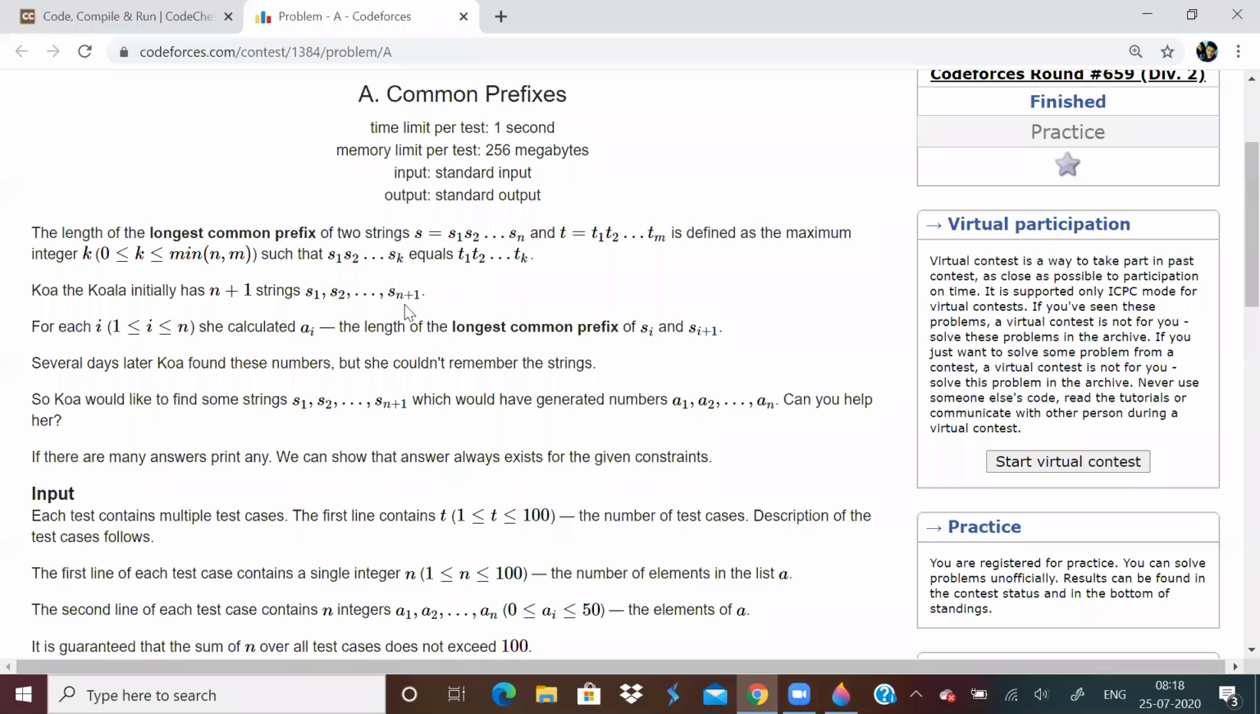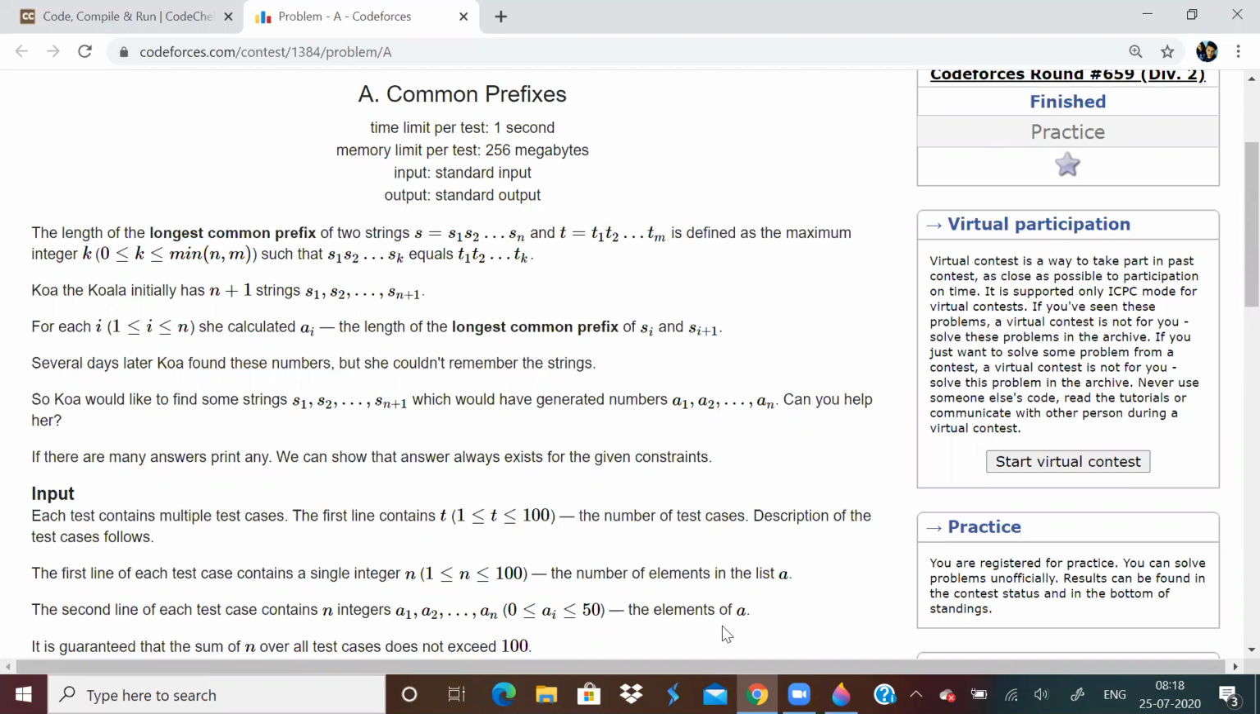Okay, so let us discuss Codeforces Round 659 Division 2 Problem A. Length of the longest prefix of two strings S and T. They have defined what the longest prefix is. Basically, the longest prefix is where the characters of both strings are equal up to a certain point.